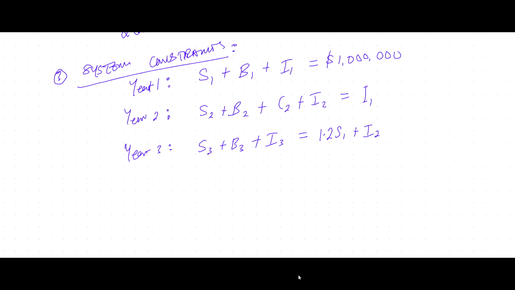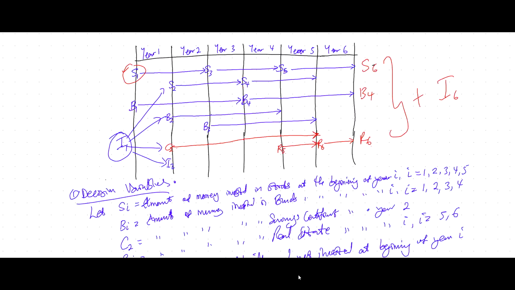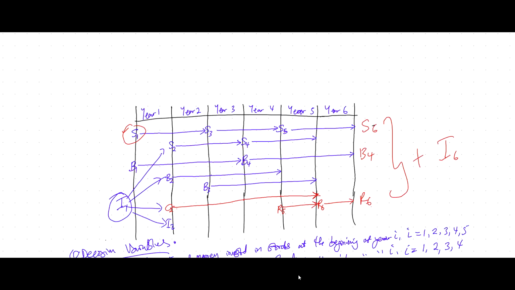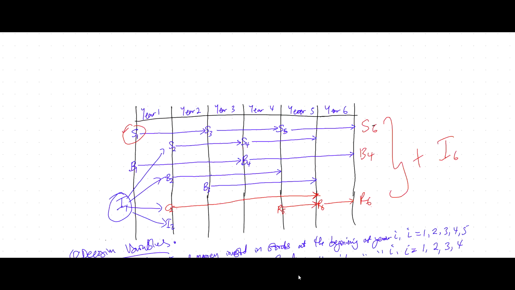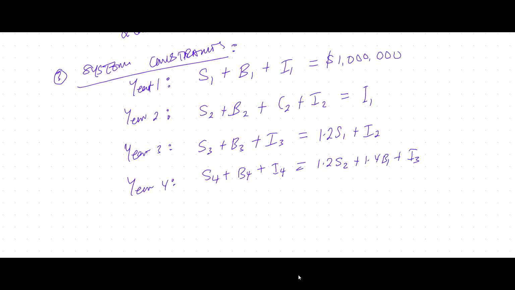In year 4, you see that we have S4 plus B4 plus I4. It's equal to 1.2 S2 plus 1.4 B1 plus any money that was held idle. So at the beginning of year 4, we have S4, B4, and I4. However, we have S2 coming here, and we have B1 coming here, plus that.